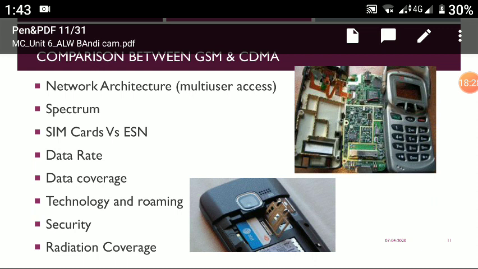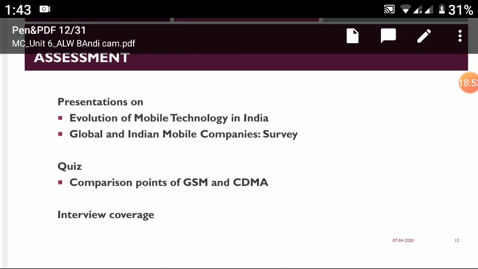Radiation coverage. Right now, considering the macro cell, around a 15 kilometer radius area is covered, but for that the strongest antenna should be designed to cover. So accordingly, by considering the size, you can decide the radiation coverage of the mobile cellular communication system.